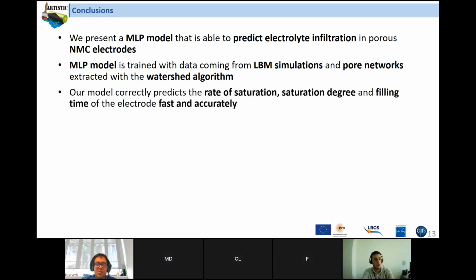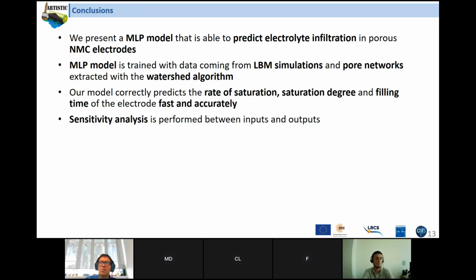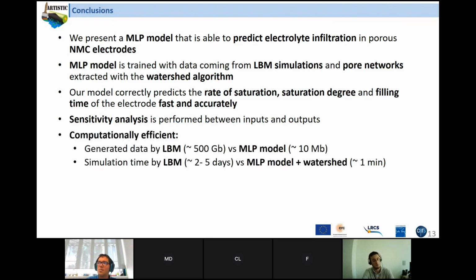And we found that our model correctly predicts the rate of saturation, the saturation degree, and the filling time of the electrode quite fast and accurately, and a sensitivity analysis is performed between inputs and outputs. The main appeal of this tool is the computational efficiency. First, as we saw, the data generated in LBM is around half a terabyte for all the training data. In turn, the MLP model just needs a very simple Excel file with all the geometrical properties of the pores and the most relevant features of the saturation curves. And it's just tens of megabytes of data.